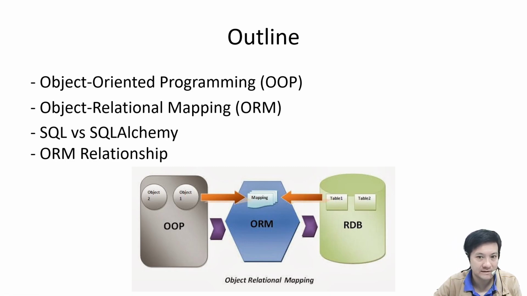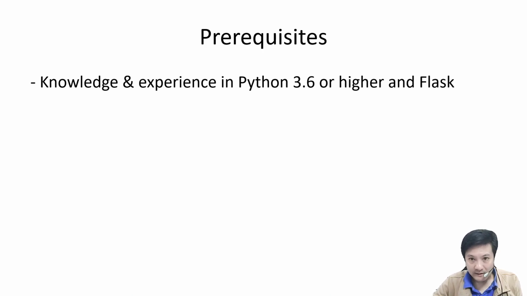For example, you can write a single type of source code in Python, and then you can handle Oracle, MySQL, PostgreSQL, and SQLite, and this is quite convenient and straightforward for you to use ORM throughout your development cycle. And the prerequisite is that you just need some basic knowledge of Flask and Python 3.6 or higher.